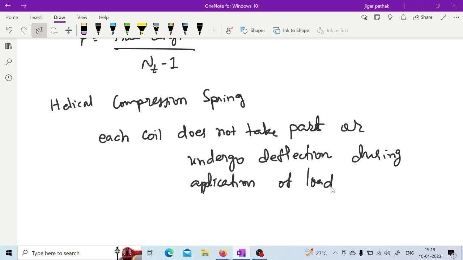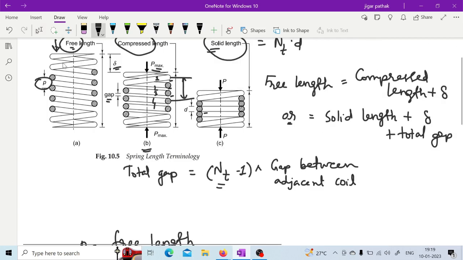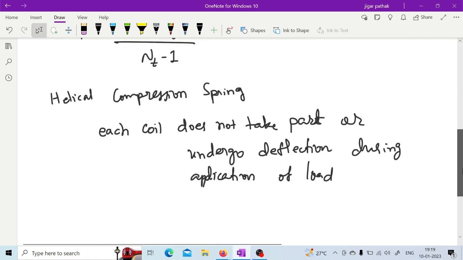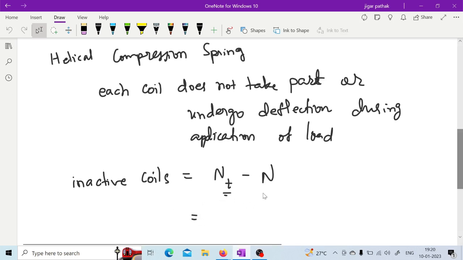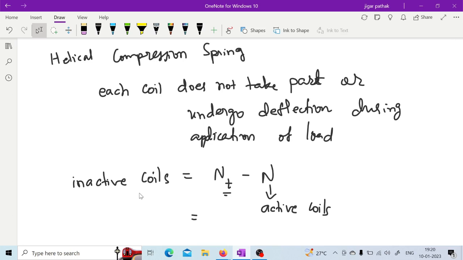So what happens is, if you apply load, as here it is shown in this compression spring, it may happen that some of the initial turns do not undergo any deflection, they will remain as they are. So those turns which are not taking part in deflection are termed as inactive coils, right? So inactive coils can be calculated with nt minus n. This is the total coils minus n, and n is nothing but the active coils. So this also you have to keep in mind, the number of coils taking part in deflection when the load is being applied.